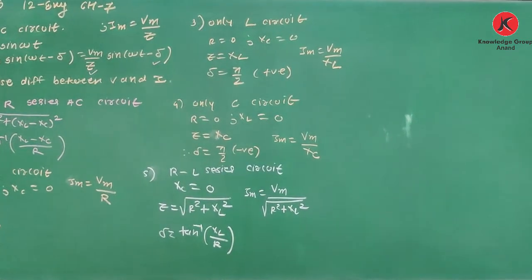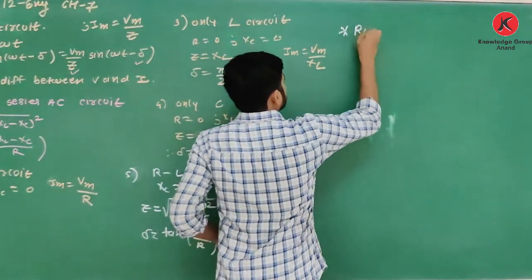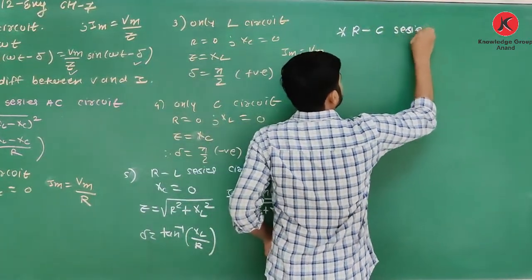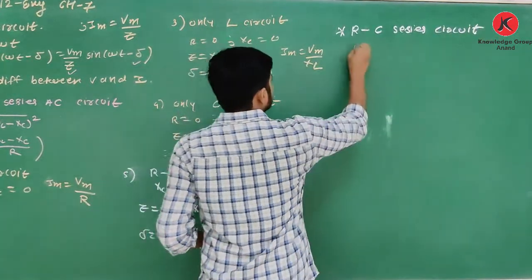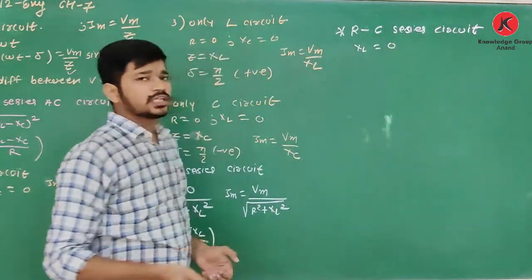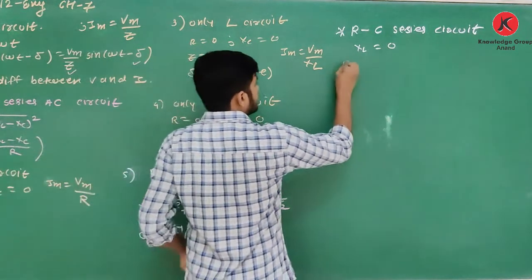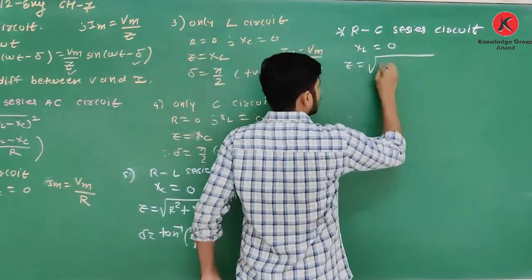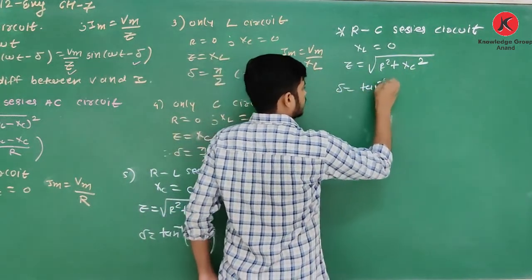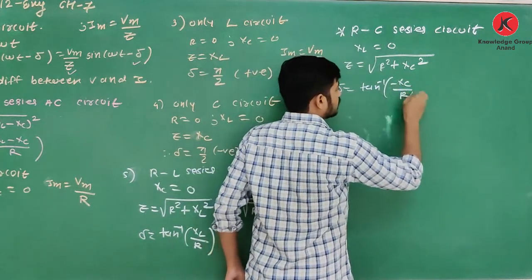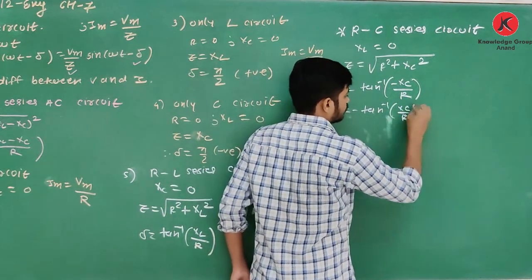Now the next one is the RC series circuit. In an RC series circuit, XL is equal to 0 because there is no inductor. Then from this equation, we get Z is equal to under root R squared plus XC squared, and delta is equal to tan inverse of minus XC upon R, or you can say minus tan inverse XC upon R.